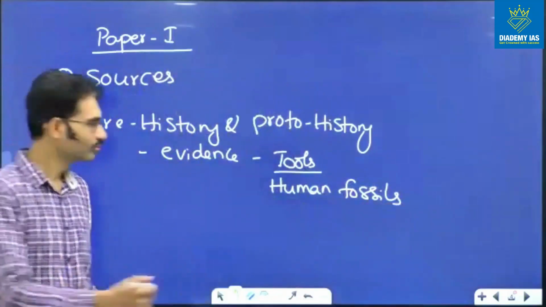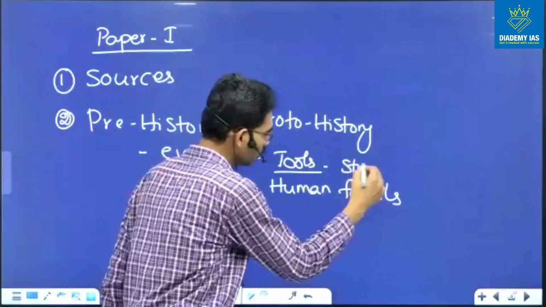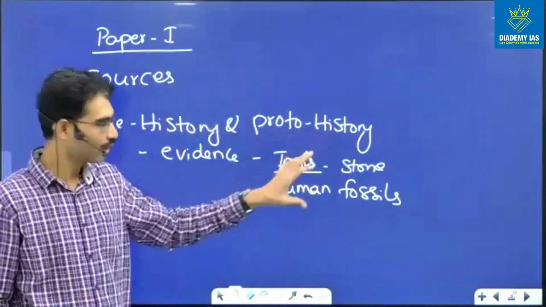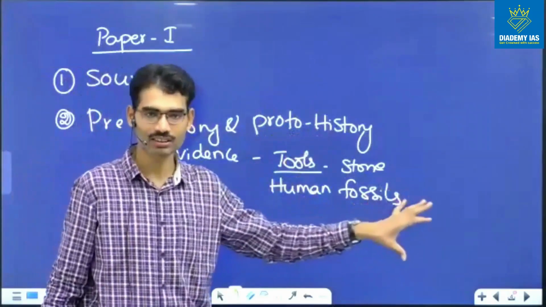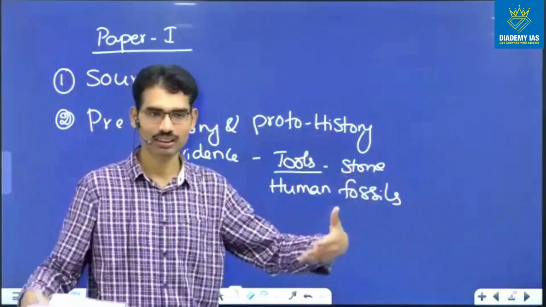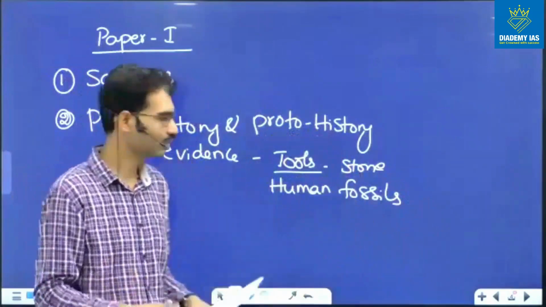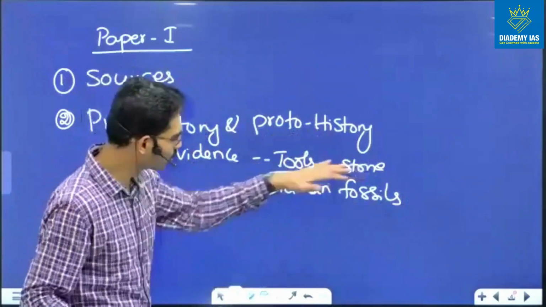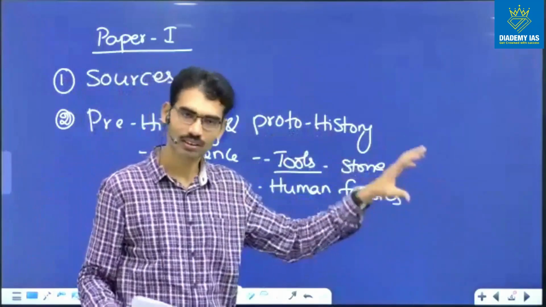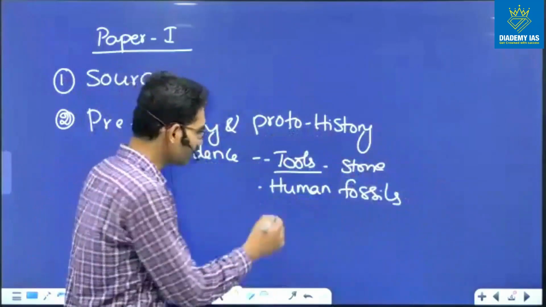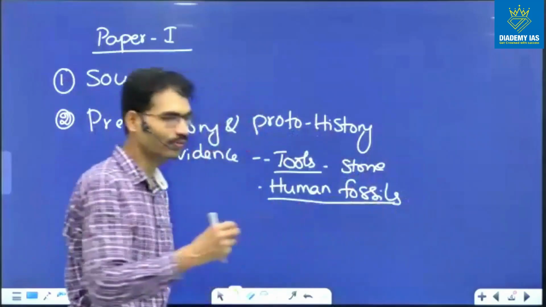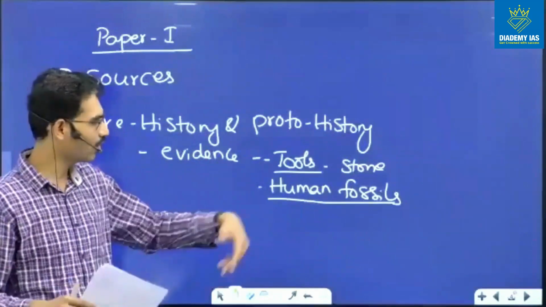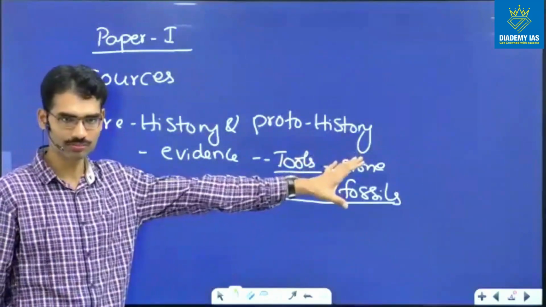Stone tools, after thousands of years also, they can stay. But the human remains did not stay. They decomposed, or in environmental change, they vanish. Through these stone tools and some human fossils, we come to know. When it comes to human fossils, we got very few references only in a few places. In all the remaining places, we got stone tools.